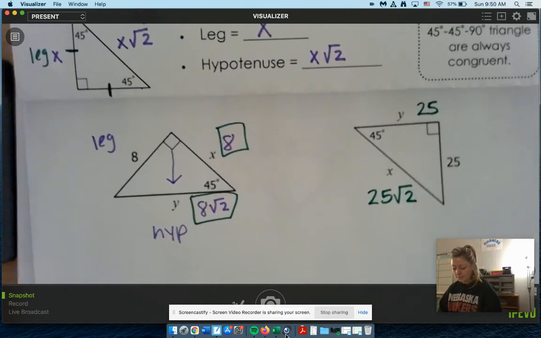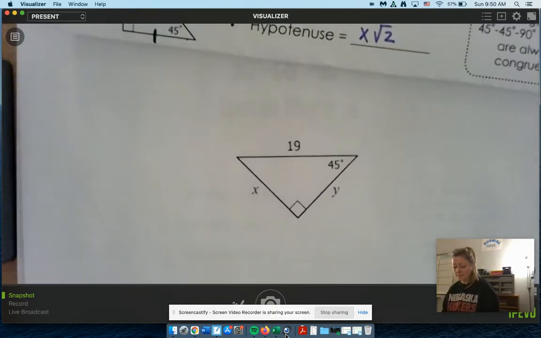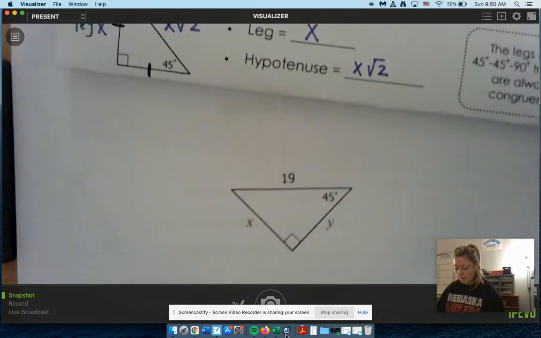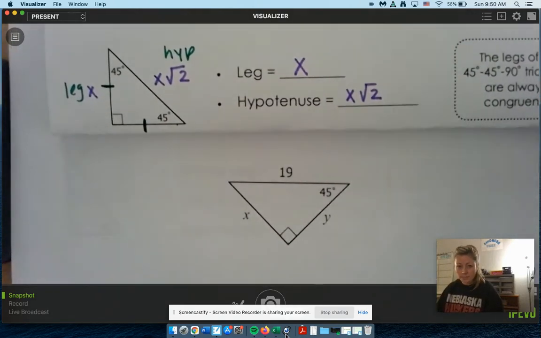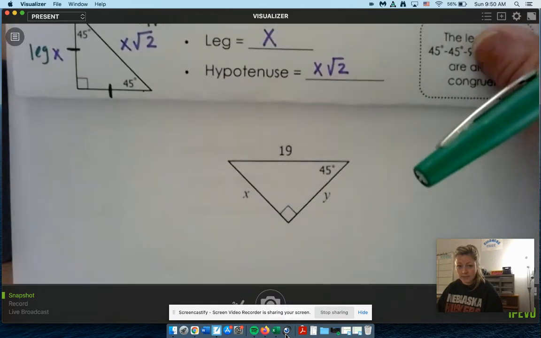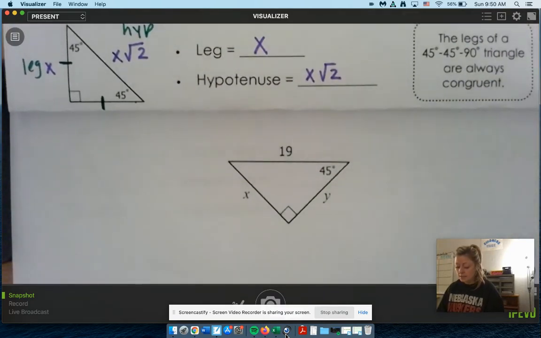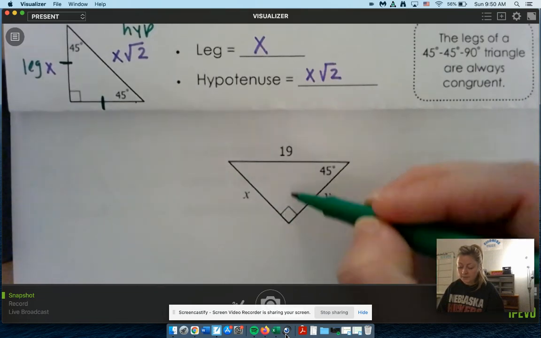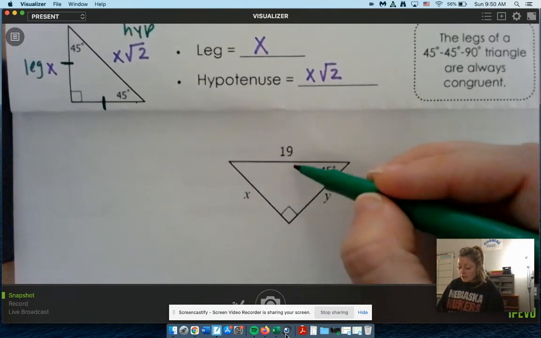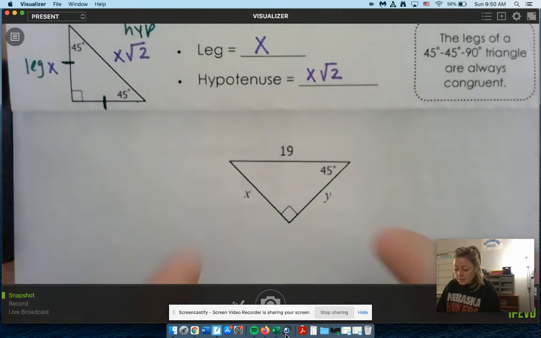Okay, one more example with our 45, 45, 90. I'm sure you probably assumed it was going to be one like this. So this time we have to figure out what's 19. 19 is indeed our hypotenuse, right? Because it's across from that right angle. So now we have to work backwards to get our leg.